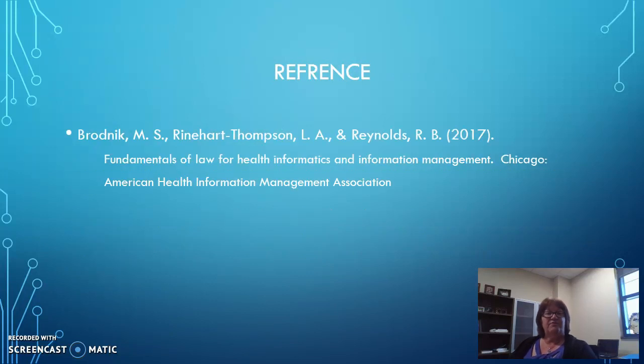Our reference for this case study was our textbook, which is Brodnick, Reinhardt, Thompson, and Reynolds, Fundamentals of Law for Health Information Management. And thank you for your time.